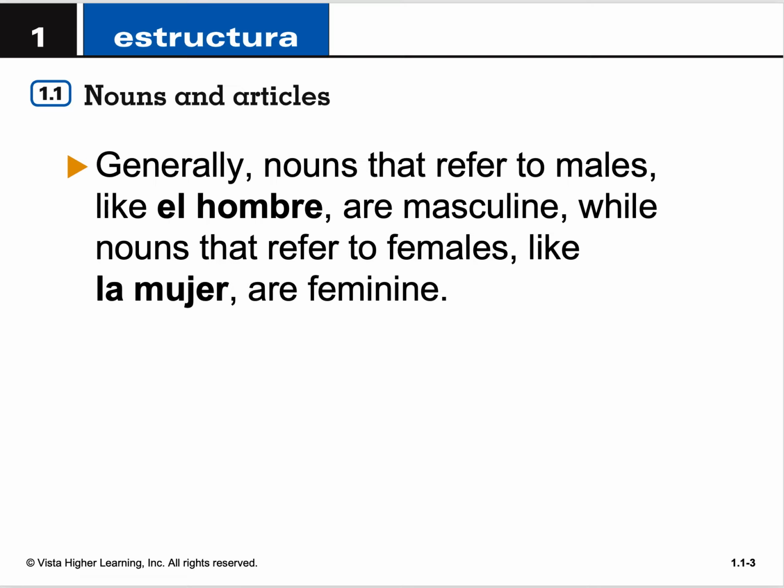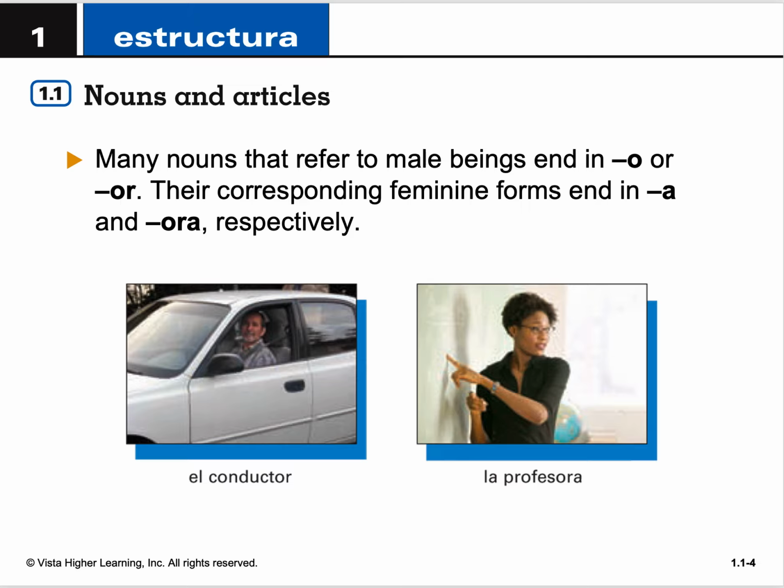Generally, nouns that refer to males are masculine, while nouns that refer to females are going to be feminine. Like el hombre, the el tells us we have a male, but hombre is also male. Mujer also means lady or female, so the article in front is feminine. Many nouns that do not refer specifically to male beings end in an O or an OR. The corresponding feminine form would end in an A or an ORA.